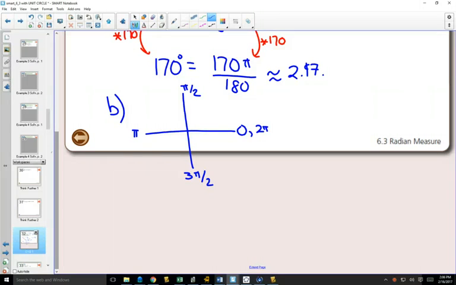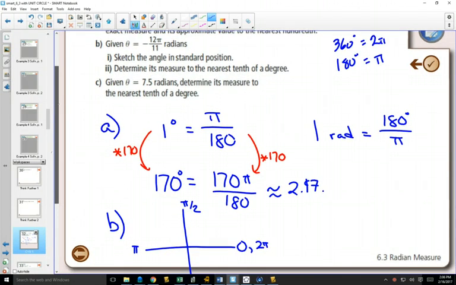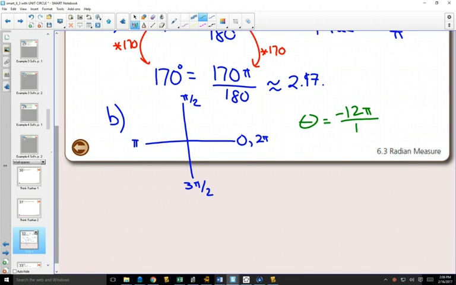Now, in part B they say we want to sketch the angle of negative 12 pi over 11. So I'm going to do that in green. That means I'm starting in standard position. It's going to start on the positive x-axis. The negative angle means that I'm going to be going over in this direction.